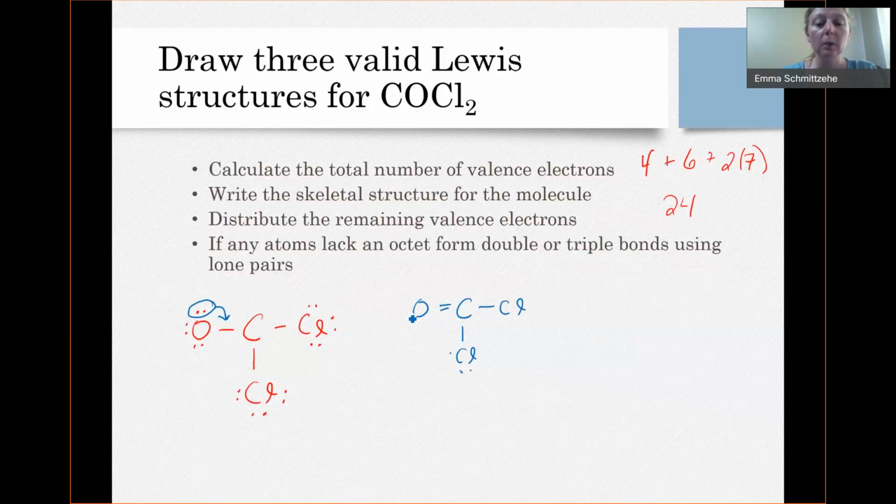And the oxygen then would only have 2 lone pairs. So that structure has 24 electrons, but now everything has an octet. So that would be a valid structure. But I can do some other things.